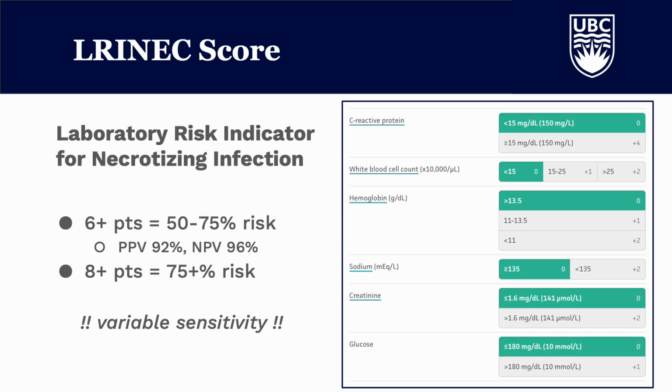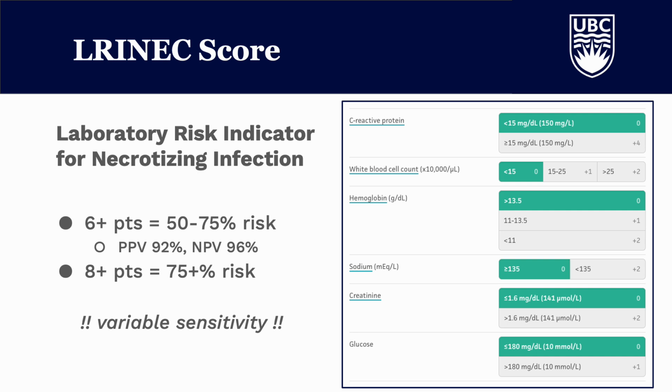The LRINEC score is sometimes used to help distinguish necrotizing fasciitis from other soft tissue infections such as severe cellulitis or abscess, although this is more common in primary care or emergency departments and is not routinely used by plastic surgeons relying on clinical findings. This tool has been shown to have variable sensitivity and should never be used to rule out a necrotizing infection.